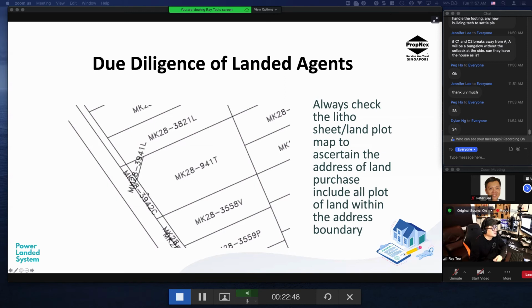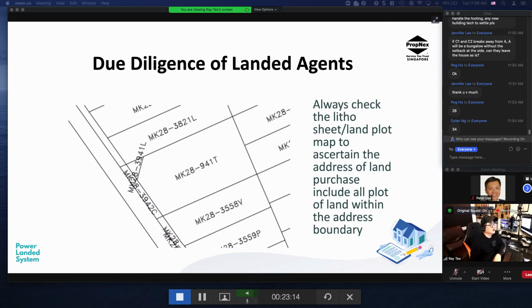Okay, so this small lot, MK 28-3942CR, is road expansion. The government has already bought it over. So I need to convey these two plots. Make sure that when you convey, you convey all the plots. This is advice from my own experience that I'm sharing with you.